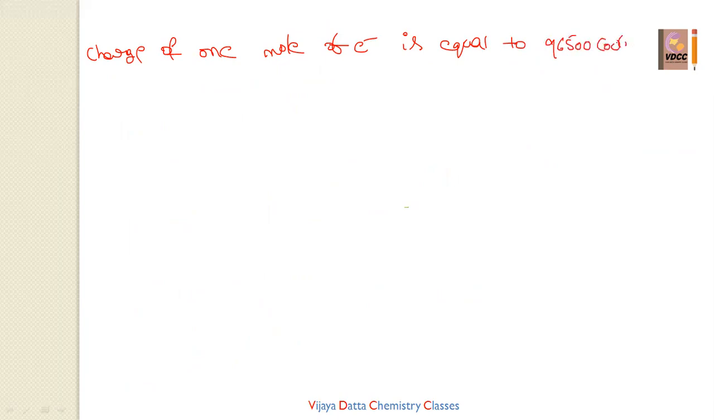Okay, see, generally the charge of 1 mole of electrons is equal to 96,500 coulombs, like we'll consider. So this 96,500 coulombs is nothing but called 1 Faraday. 1 Faraday is equal to 96,500 coulombs we can consider. So based on all these units, Avogadro number.